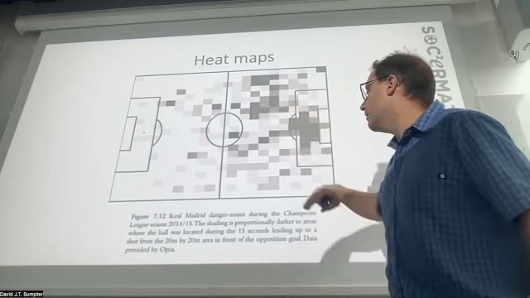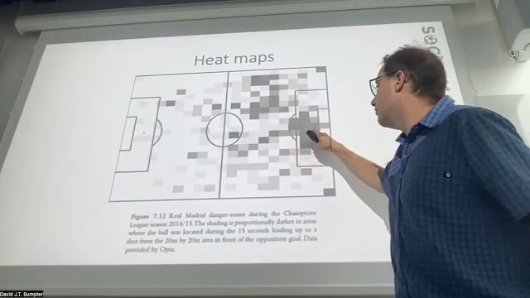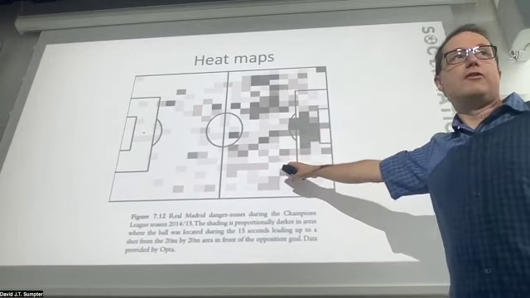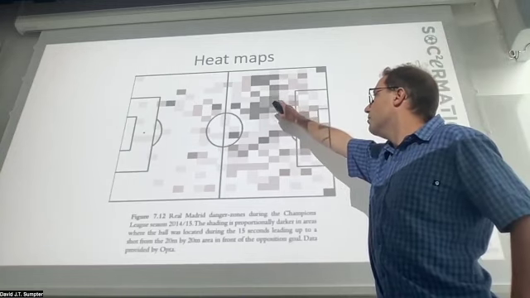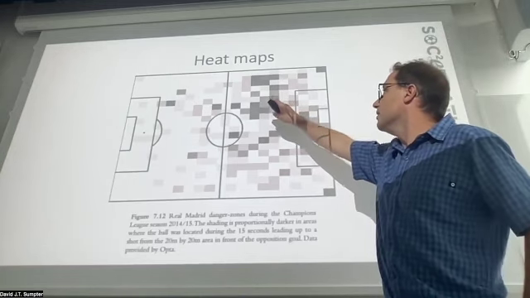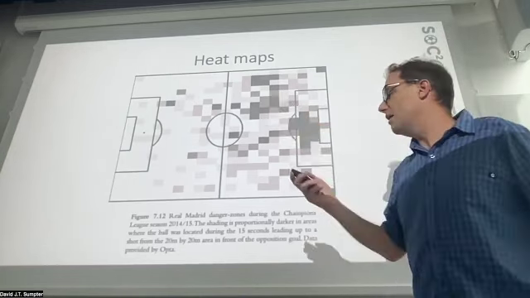They're also, of course, dangerous right in front of the goal, but they're more dangerous out on the left wing than they are on the right wing. There might be quite a lot of touches of the ball out on the right wing, but the dangerous touches, the ones that within 15 seconds will lead to a goal, are out on the left wing.